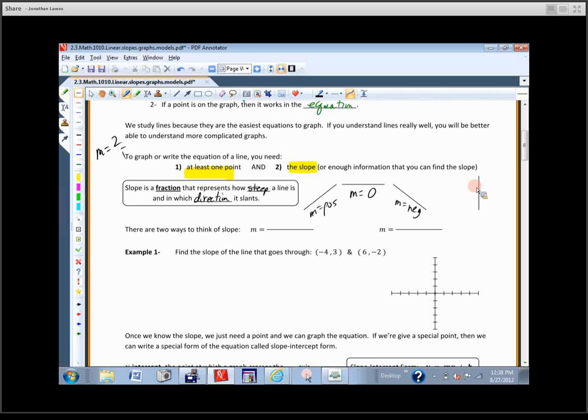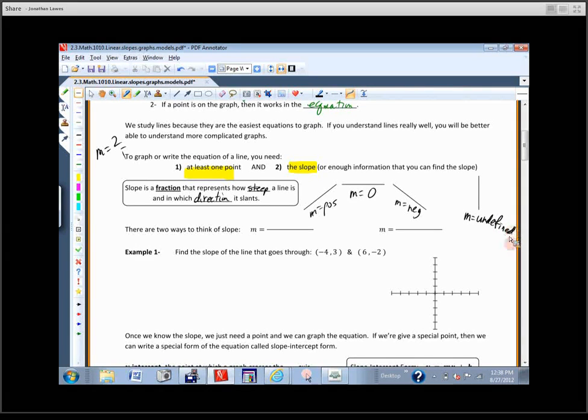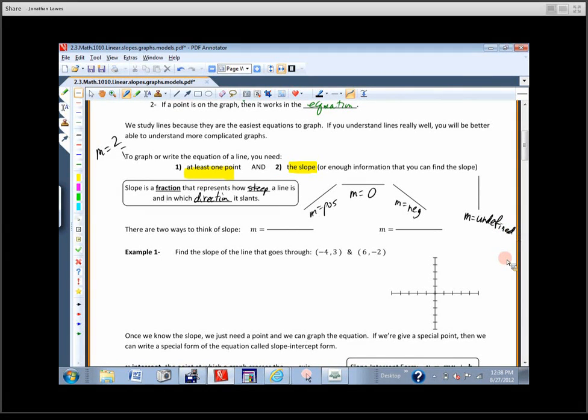So there's a number that represents this slope, there's a number that represents this slope, and there's a number that represents this slope. There is no number to represent how steep this is. There's no fraction that represents how steep that is. So we say this slope is undefined. That's an undefined slope. Or we say it has no slope. I kind of like undefined a little bit better, but either one is fine. No slope. No number that represents how steep it is.